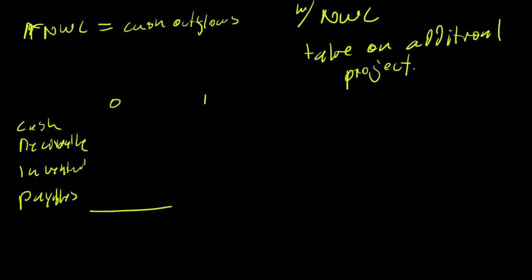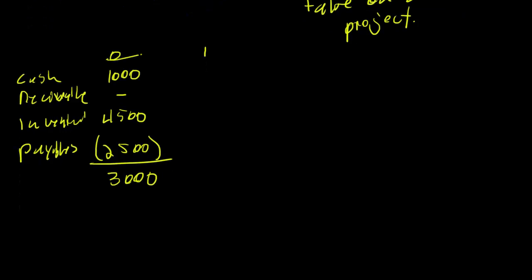In year zero, we're going to have $1,000 in cash. We're going to have 0 receivables. You haven't sold anything yet. $4,500 in inventory and $2,500 in accounts payable. And this gives us a net working capital of $3,000. How do we do that? Well, first we just added all of these up, but we can look at current assets, these three, and then subtract current liabilities. Easy, no big deal.